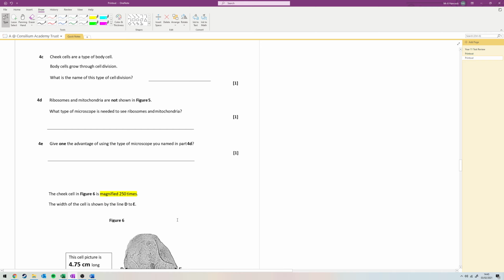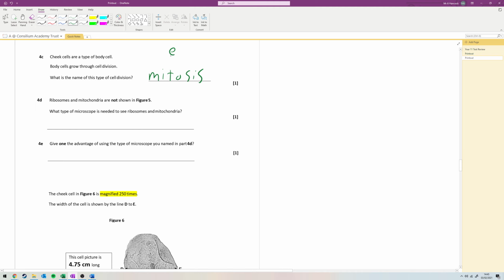Okay, cheek cells are a type of body cell. Body cells grow through cell division. What is the name of this type of cell division? Well, cheek cells need to make more cheek cells, and they have to be identical, right? So this is mitosis, and you've got to be very careful with the spelling.